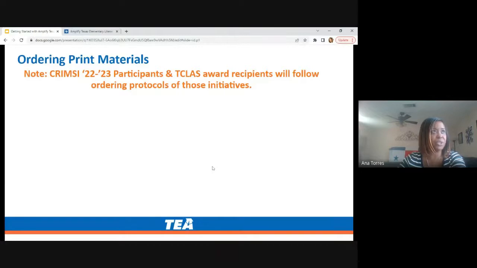Again, remember digital is free, but if print materials, TEA wants to make a special note that CRIMSI 2022-2023 participants and T-Class Award recipients will follow ordering protocols of those initiatives. So how do you order? You've been asking yourself this since I showed you that first slide, right? I'm like, how do I get all of this?